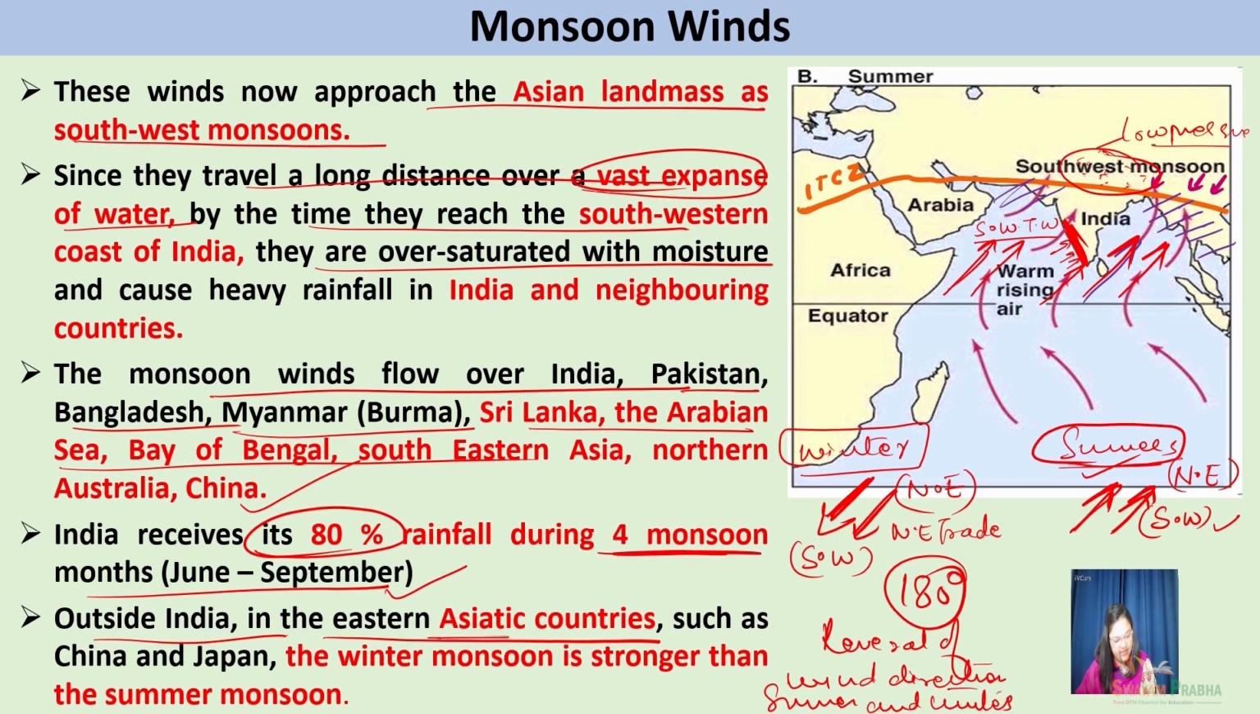And outside India, in the East Asiatic countries such as China and Japan, the winter monsoon is stronger than the summer monsoon, because obviously it is coming from the northern part, so it will give more precipitation towards the coastal regions of China also. So it is apparent that monsoons are seasonal winds which experience variable characteristics, specifically changes in the direction of the movement of winds with the changes of season in a particular year. Therefore, they are considered to be the most prominent seasonal winds.